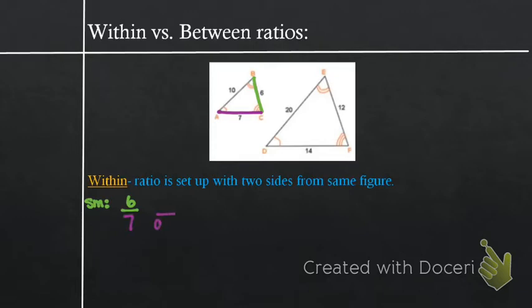So this is side A to C. Our 6 is side B to C. This is what it means that it's from the same figure. They're both from that same triangle.